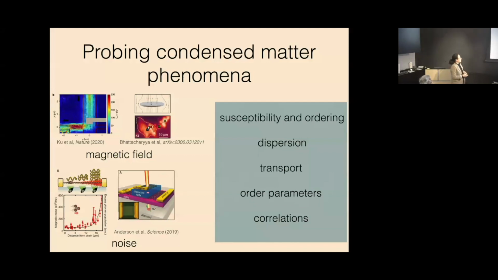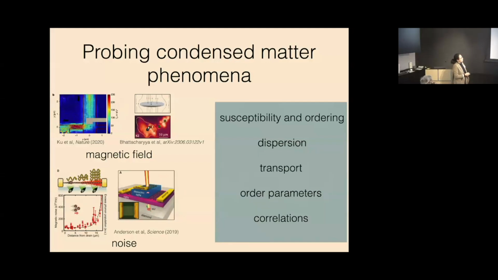Or you can look at the variance in the phase that the NV center picks up to do noise measurements. This was a very nice example from Misha Lukin's group a few years ago, where they had a graphene device fabricated on top of an NV diamond, and then they looked at the noise as a function of distance to the contacts and could see surprising excess noise that they attributed to a particular electron-phonon scattering mechanism. That was a bit weird.